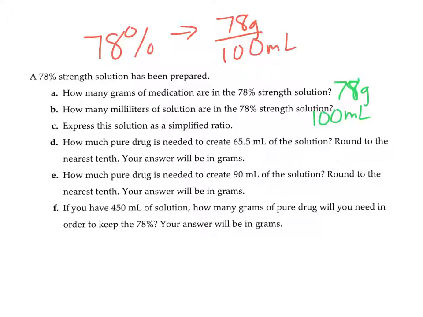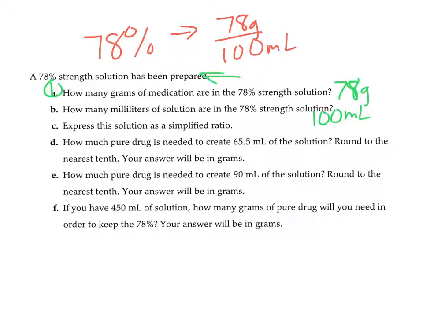And it won't be on your quiz next week. These will be separate questions so that you can get a point apiece for each of these. So I would say a 78% strength solution has been prepared. How many grams of medication are in the 78% strength solution? So that would be maybe number 1. Then I would give you the same statement. In number 2, I would start with this same statement.